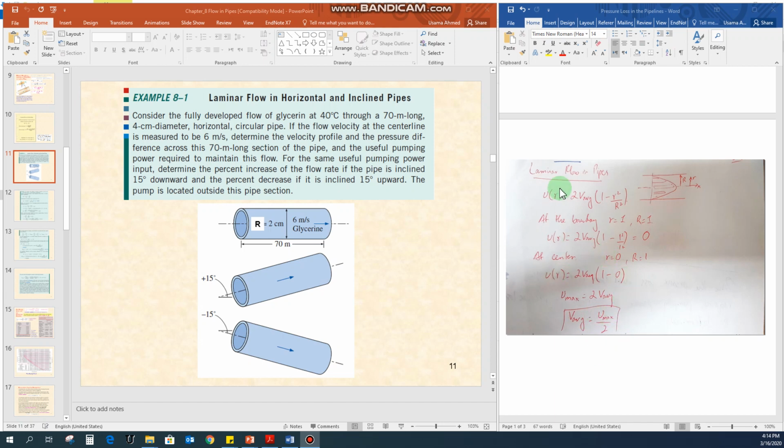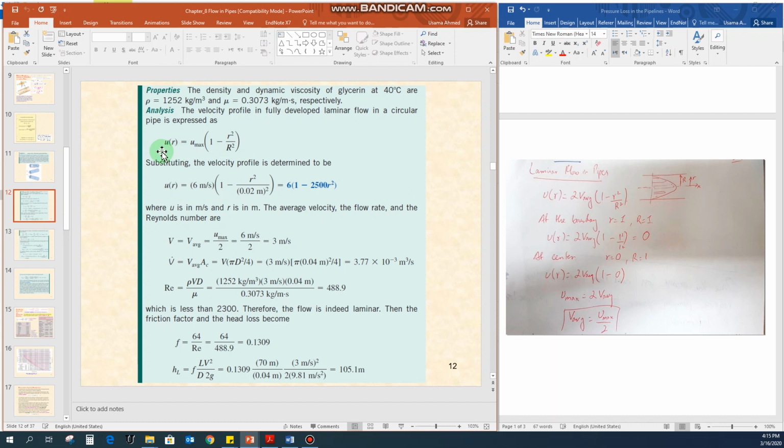We are going to use the same equation for the velocity profile, and we will apply it to this problem. In this problem, u(r), which is the velocity profile, is equal to u maximum multiplied by 1 minus small r squared divided by capital R squared. The value for capital R squared is 0.02, which is given in the question. The maximum velocity is also given in the question: at the center of the pipeline you have 6 meters per second, which is the maximum velocity. So you put the values for u max and R to get the simplified equation for the velocity profile, which is asked in the question.